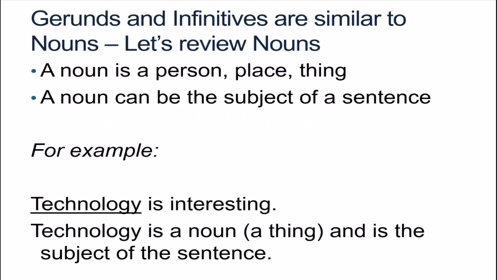Gerunds and infinitives are similar to nouns, so let's start by reviewing nouns. A noun is a person, place, or thing. First, a noun can be the subject of a sentence. For example, technology is interesting. Technology is a noun, a thing, and is the subject of that sentence.